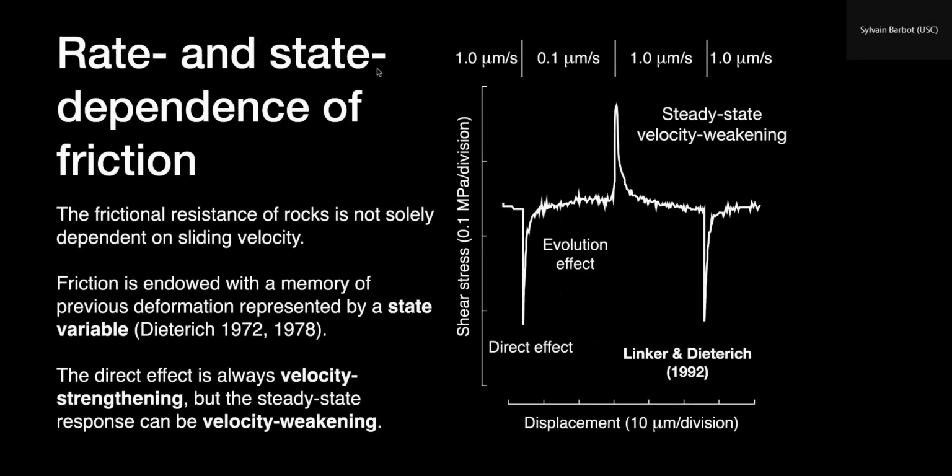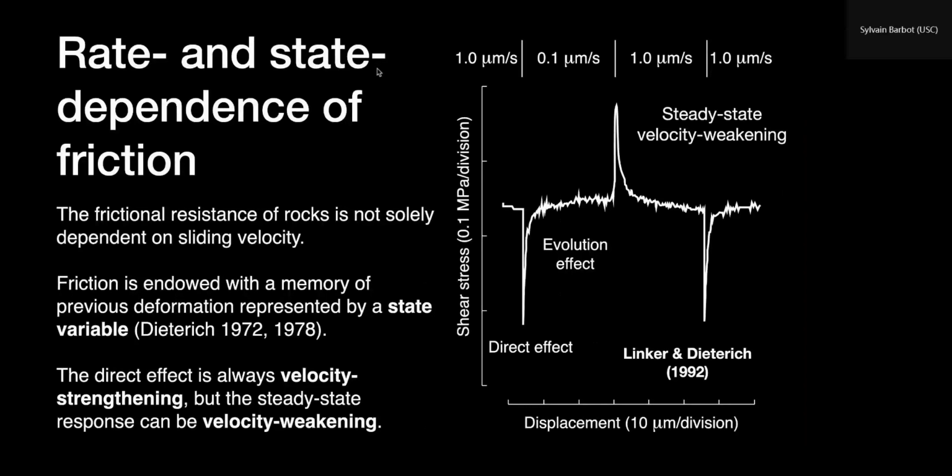But going beyond static friction, what has been firmly established in the following few decades is that friction is not only dependent on the rate of sliding, the velocity of sliding, but also the history of deformation. So it makes things much more complex. And the history of deformation, of past deformation, seems to be captured by a so-called state variable of the system that can be described in these experiments.